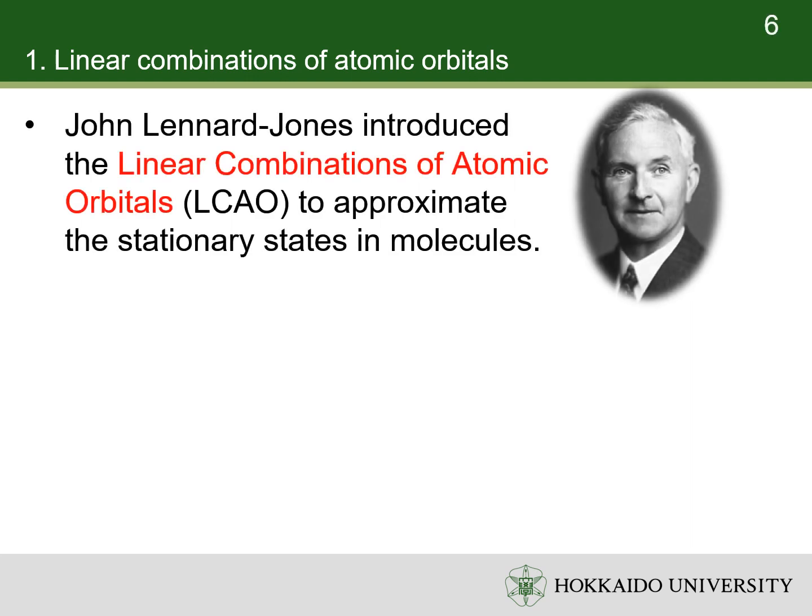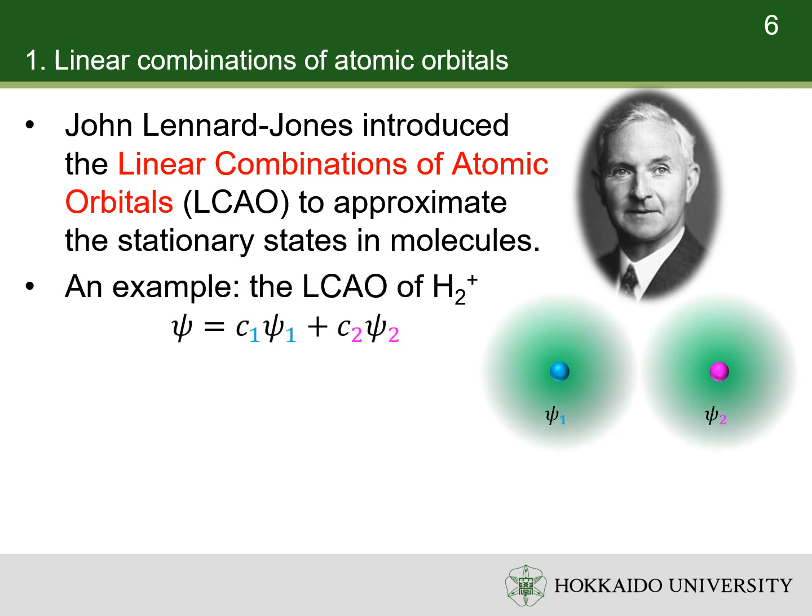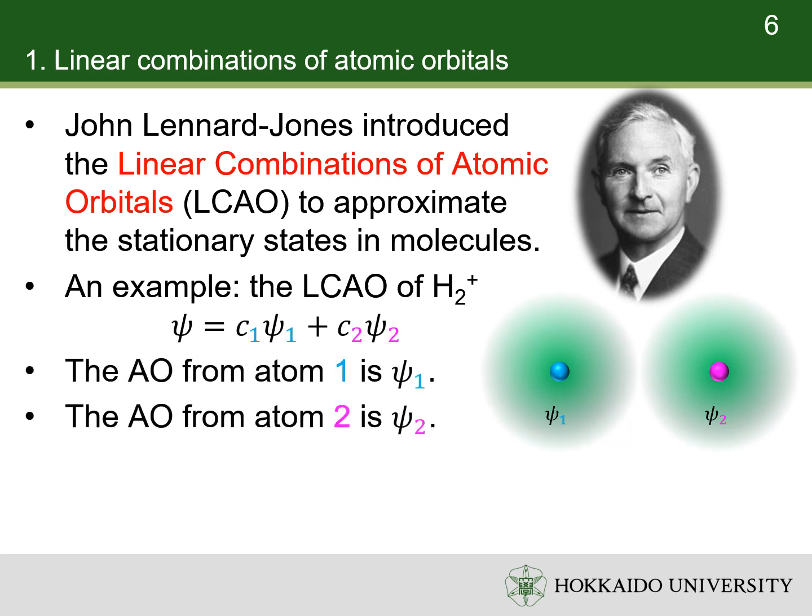In 1929, Sir John Lennard-Jones introduced the linear combination of atomic orbitals, or LCAO. LCAO is a quantum superposition of atomic orbitals and a technique for calculating stationary states and corresponding energies in molecules. For dihydrogen cation, the LCAO would be as follows. Psi1 and Psi2 are the orbitals of hydrogen atom 1 and 2, respectively, which are exactly known. Coefficients C1 and C2 are the weights of the contributions of the atomic orbitals to the LCAO.